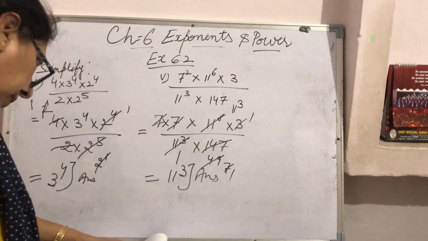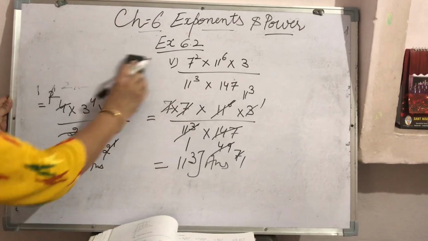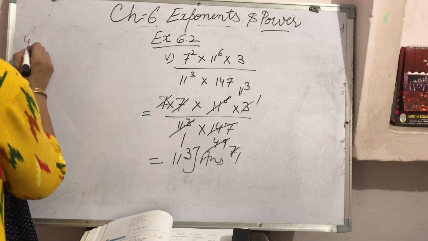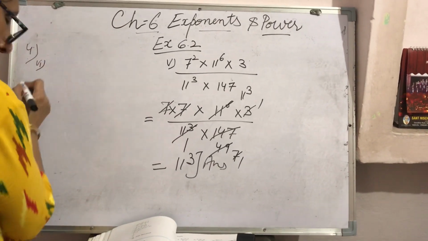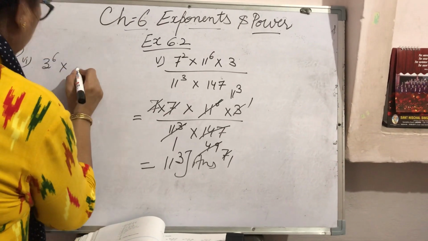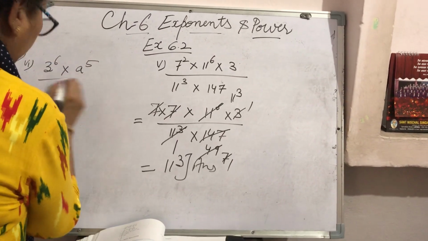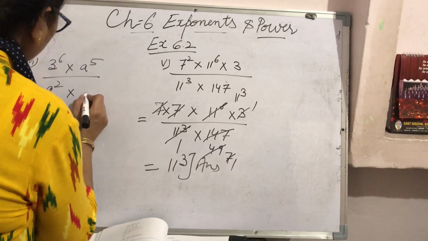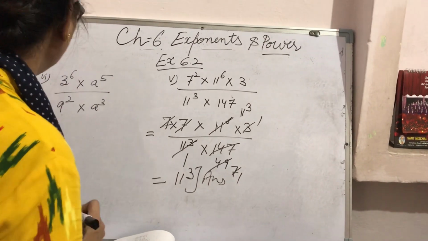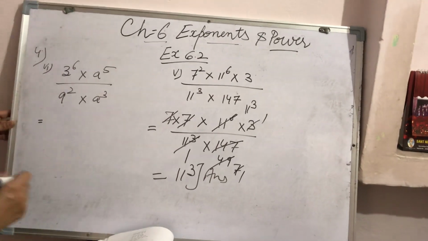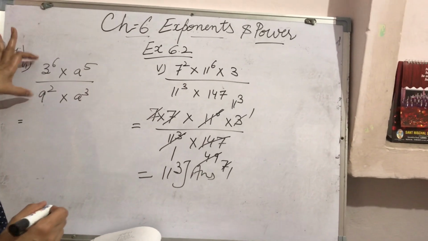Next part of this question, the sixth part of question number 4. 3 raised to power 6 multiplied by a raised to power 5, upon 9 raised to power 2, a raised to power 3. Now this question can be done in 2 ways.